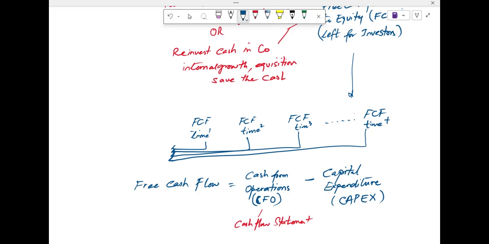So this formula will roughly give you a good estimate of free cash flow.